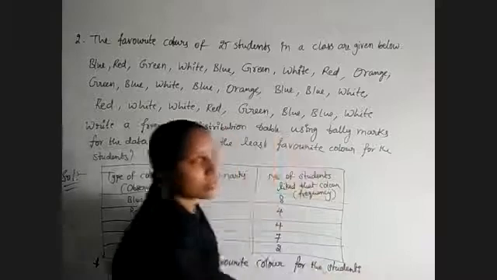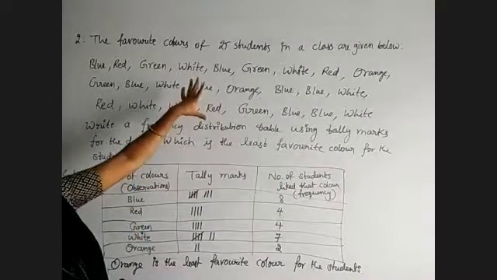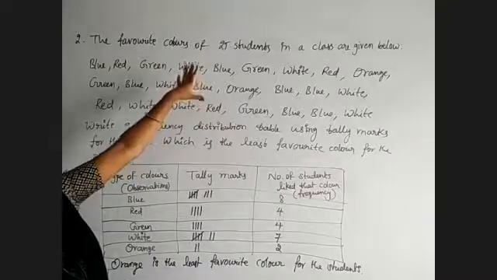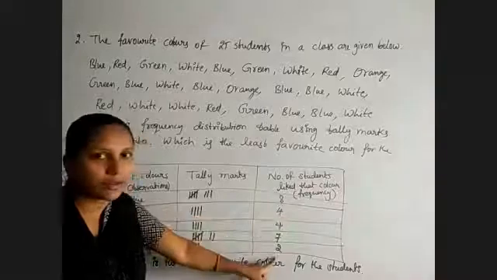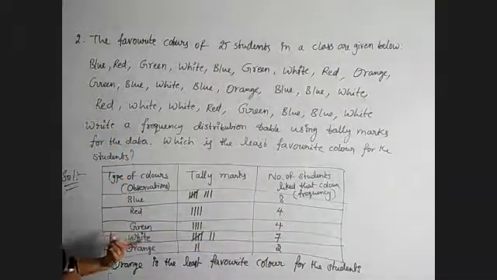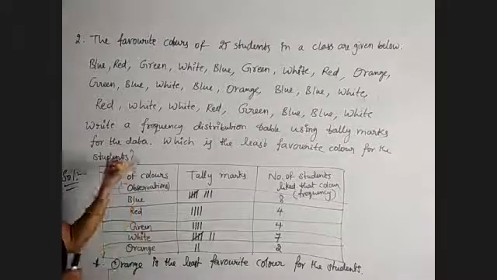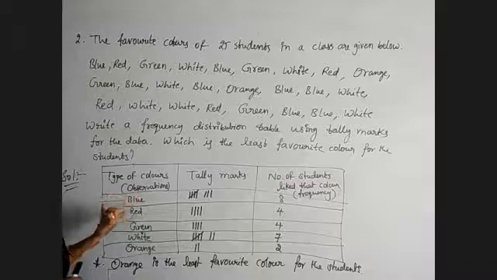So once again, observe this information given about colors liked by 25 students. That's why the total frequency we have to get is only 25 students. And what are the different types of colors mentioned in the question? Here we are preparing the frequency distribution table. So the types of colors are the observations.